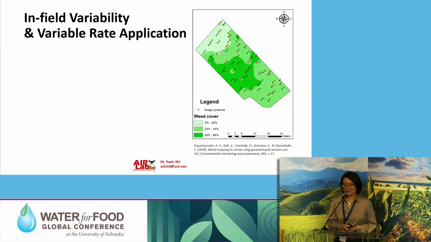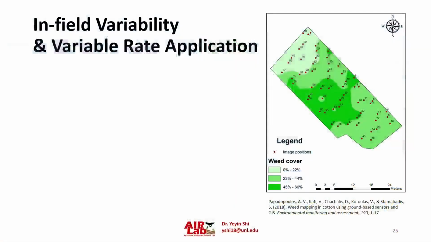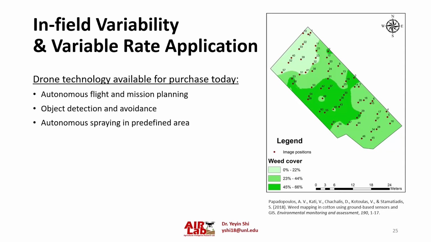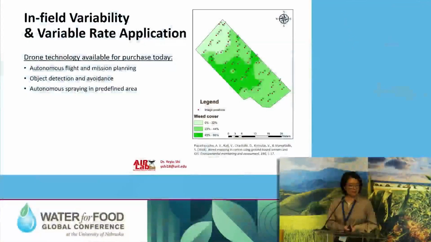We go back to the precision agriculture concept, which was developed several decades ago, about in-field variability. Agriculture fields are not uniform, they are not the same, so we want to treat them differently. I'm just putting an example of wheat pressure here, but similar things would be the same for nitrogen and for water management.